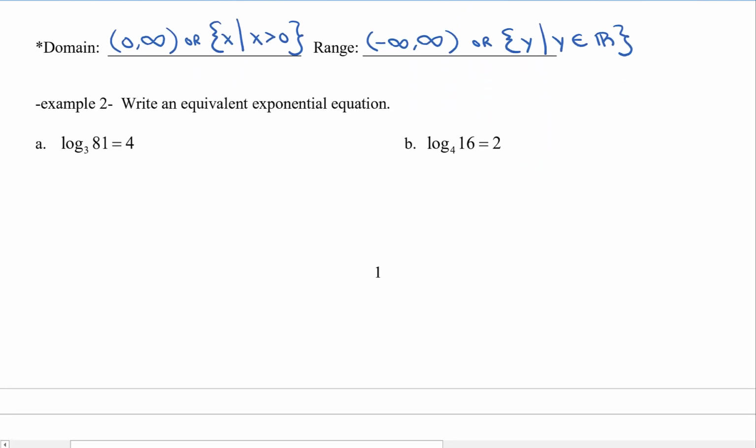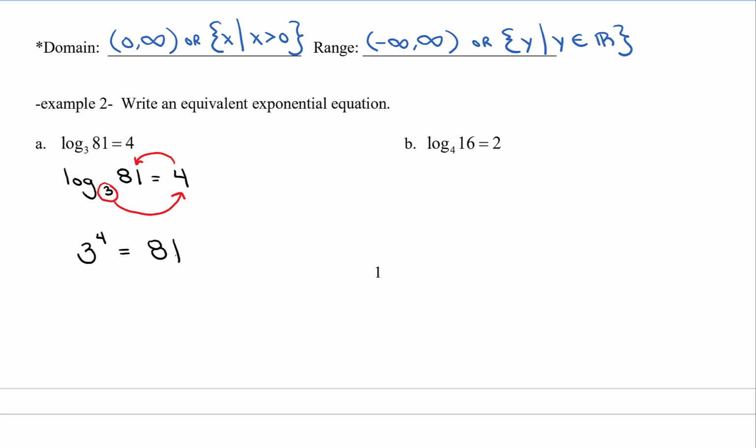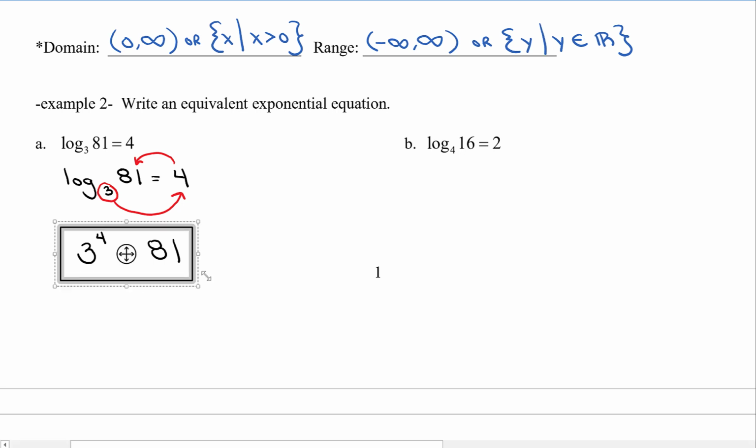Write an equivalent exponential equation. So for 2a, it says the log base 3 of 81 equals 4. I'm going to rewrite that. I'm going to circle the 3. I'm going to draw my circular motion going counterclockwise, where the 3 points at the 4, and then the 4 points at the 81. So that to me represents 3 raised to the 4th power equals 81. I'm going to box that in.